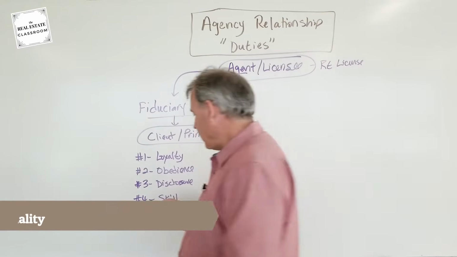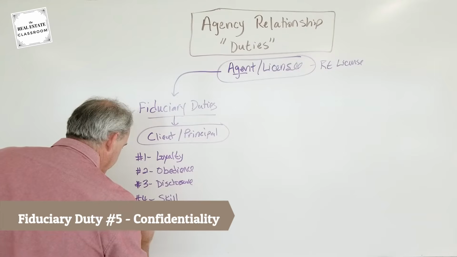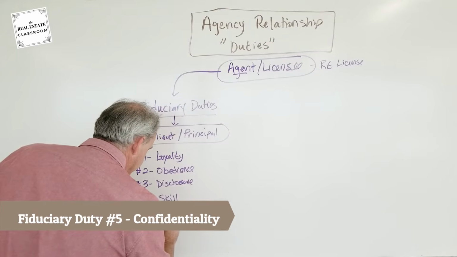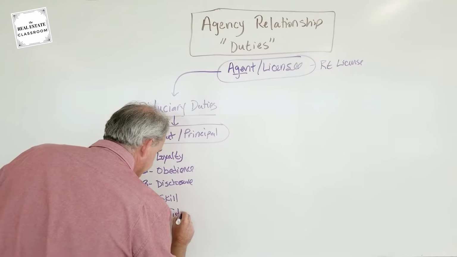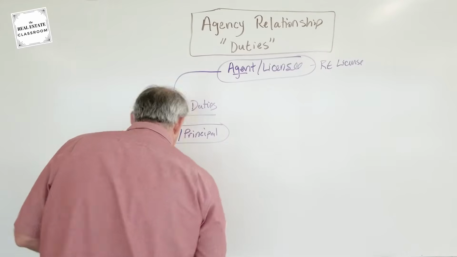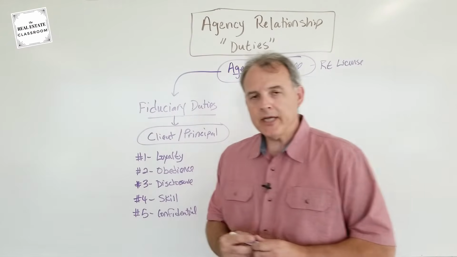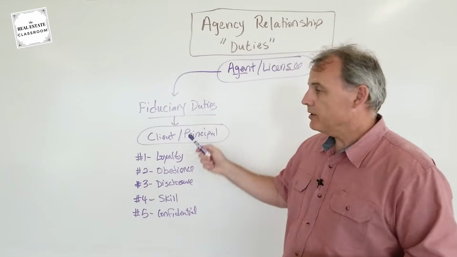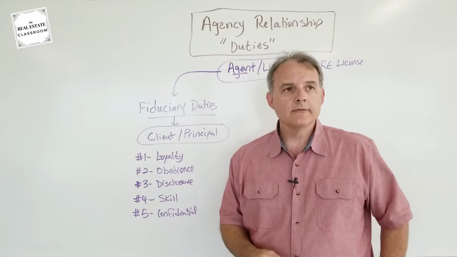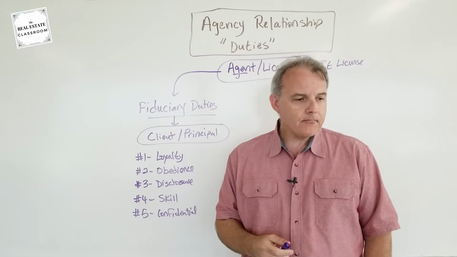Number 5, confidentiality. You have to keep things confidential. What's an example of confidential information that you as the agent might have to keep secret? I'll give you an example.